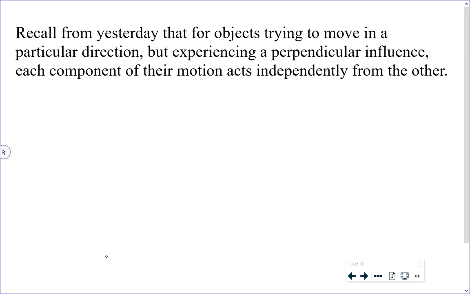So if a boat has an engine speed of 10 meters per second and it's attempting to cross a river that's 100 meters wide, it's going to take 10 seconds. 10 meters per second traveling 100 meters would be 10 seconds. It does that motion in that direction independent of what the river's doing. If the river's flowing east or west or whatever direction, it doesn't matter.